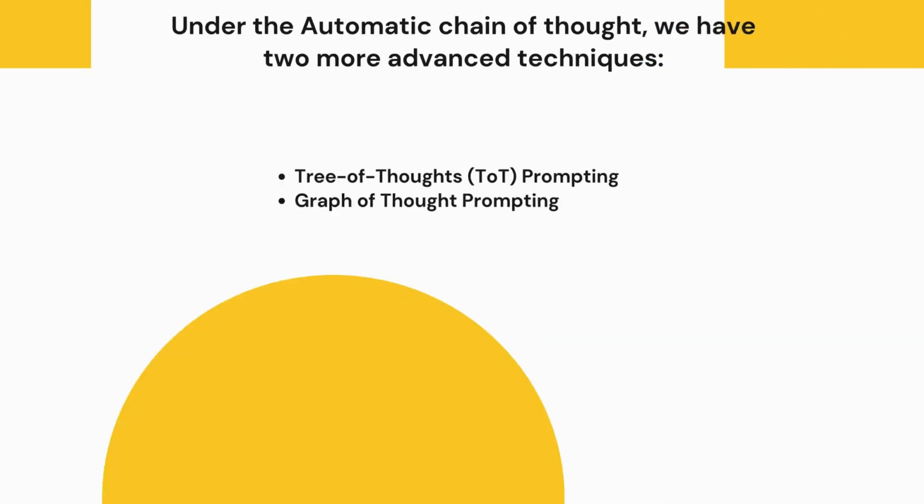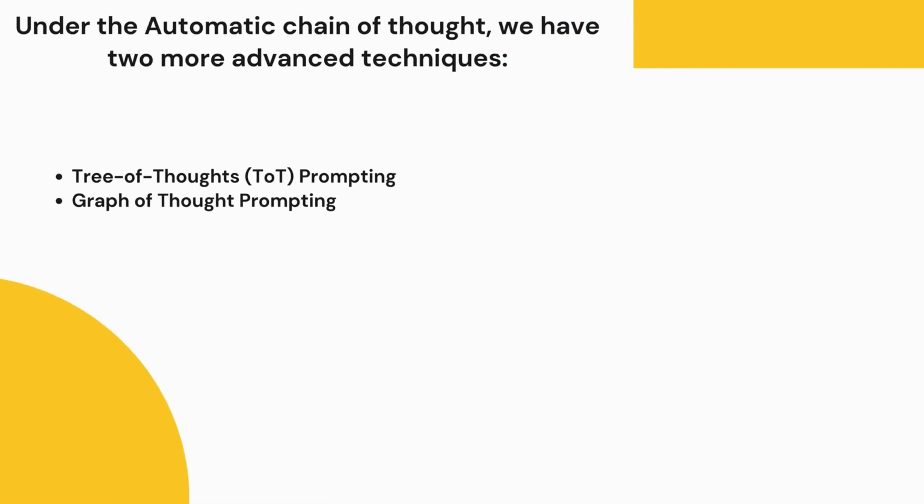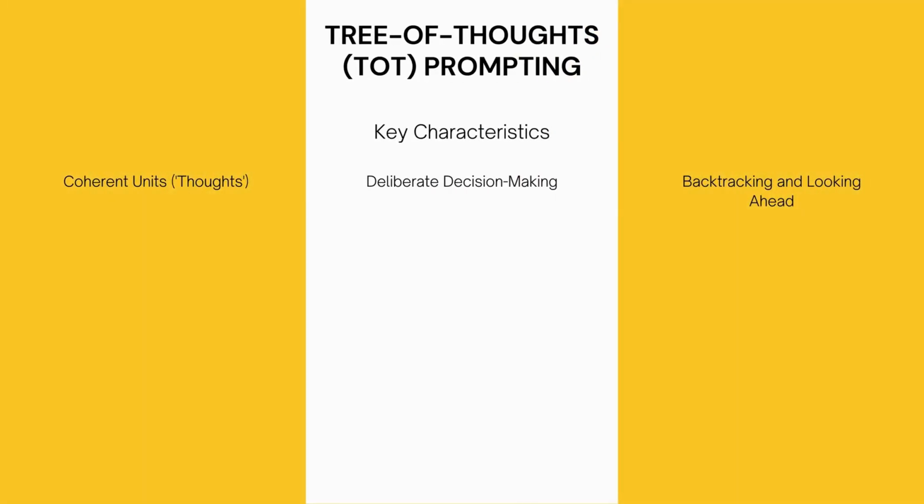Under the automatic chain of thought, we have two more advanced techniques: tree of thoughts (ToT) prompting and graph of thought prompting. Let's now explore tree of thoughts, ToT, prompting. Tree of thoughts prompting builds on the chain of thought approach by allowing language models to explore coherent text units, thoughts, as intermediate steps in problem solving.